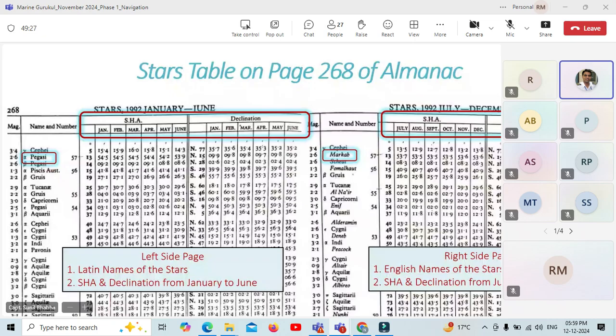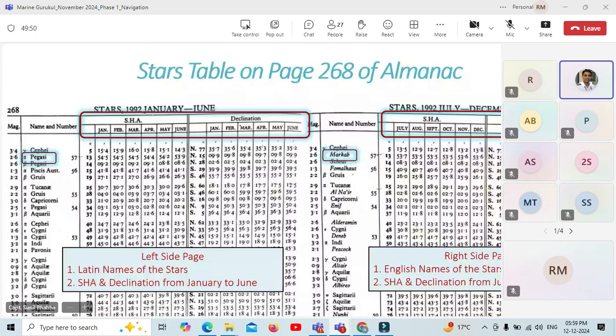Any doubts in the table, Peter? Sir, this name and number, the number one is which one, sir? This 57, 56, 55. What is that, sir? Okay, that's not required for our purpose, but that number is a certain number given to that particular star.